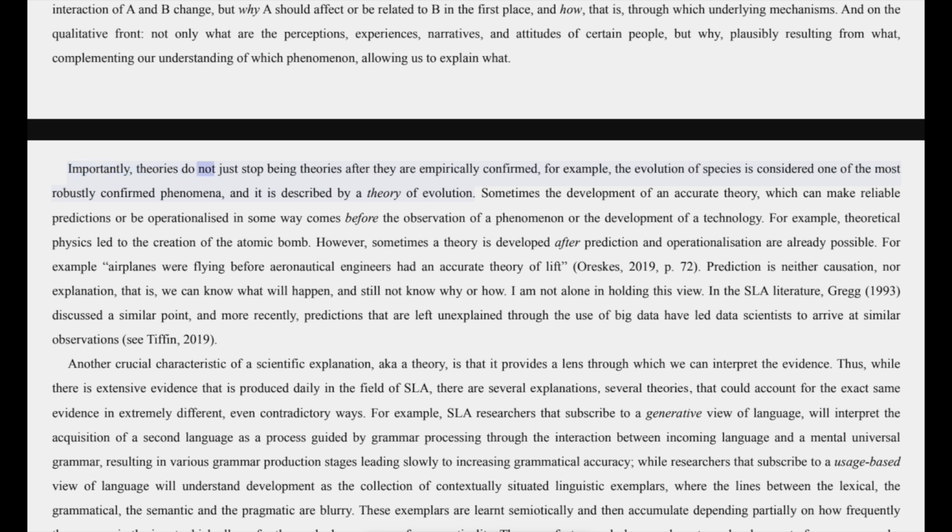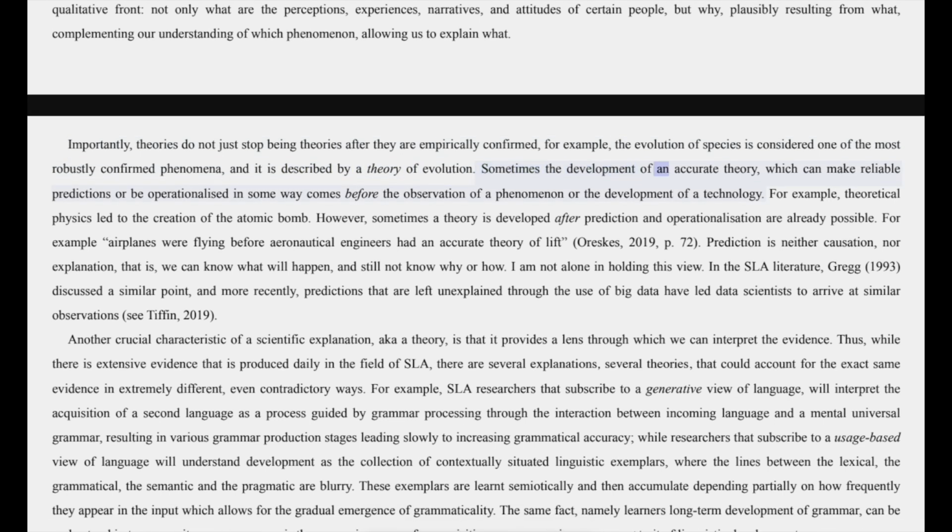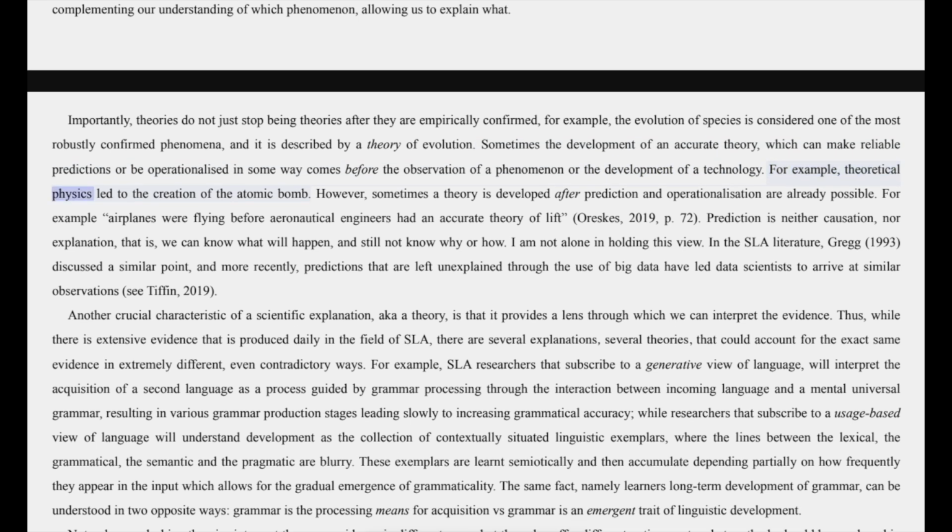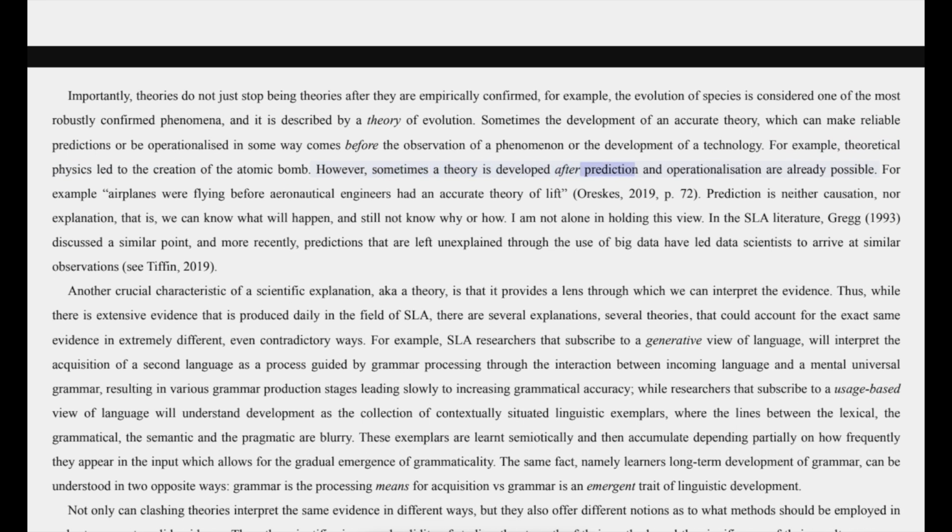Importantly, theories do not just stop being theories after they are empirically confirmed. For example, the evolution of species is considered one of the most robustly confirmed phenomena, and it is described by a theory of evolution. Sometimes the development of an accurate theory, which can make reliable predictions or be operationalized in some way, comes before the observation of a phenomenon or the development of a technology. For example, theoretical physics led to the creation of the atomic bomb. However, sometimes a theory is developed after prediction and operationalization are already possible. For example, airplanes were flying before aeronautical engineers had an accurate theory of lift.